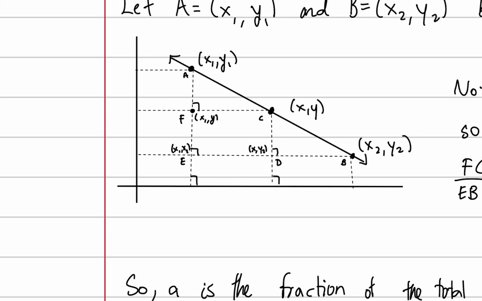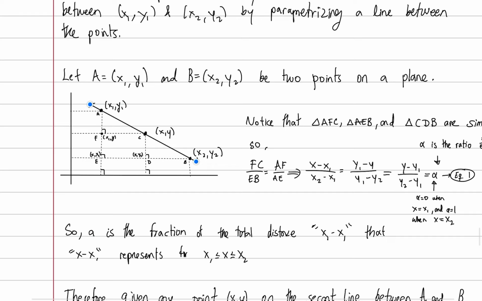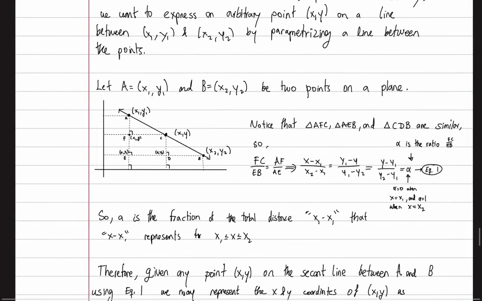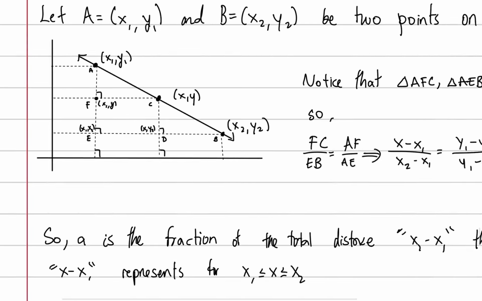So we have some triangles: triangle AFC, triangle AEB, triangle CDB, and triangle AB, I think. I don't know if I already said it. And we're going to notice that the triangles AFC, AEB, and CDB are similar, right? Because we have these parallel lines. If you don't believe me, you could take this time to geometrically confirm. But yes, they are similar.